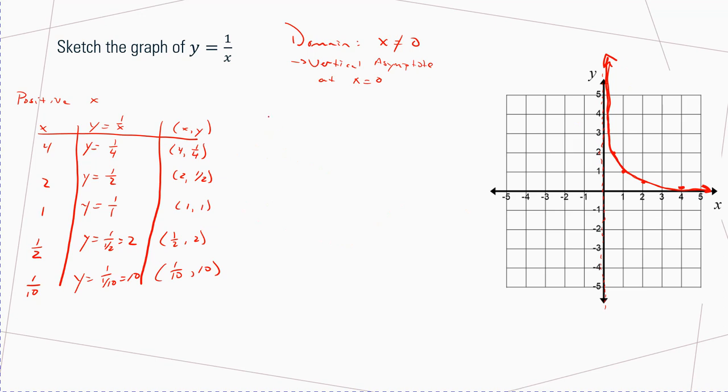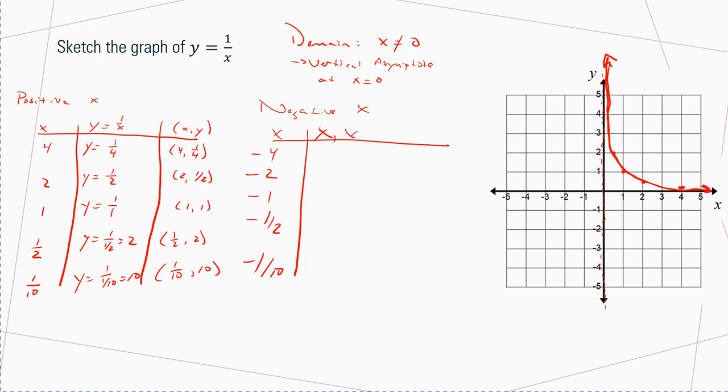If you were to pick the negative values, the same thing, let's do -4, -2, -1, -1/2, -1/10. The only difference here is it'd be the negative value. So I'm just going to pick the x, y points. It's just slapping on a negative. This would be -4, -1/4. This would be -2, -1/2. This would be -1, -1. This would be -1/2, comma, -2. And this would be -1/10, comma, -10.